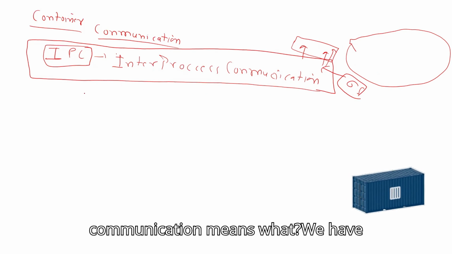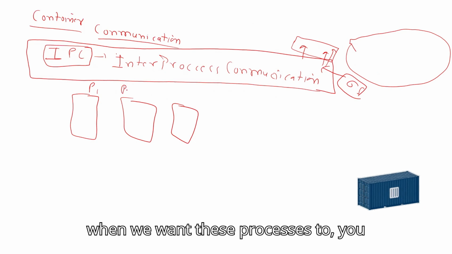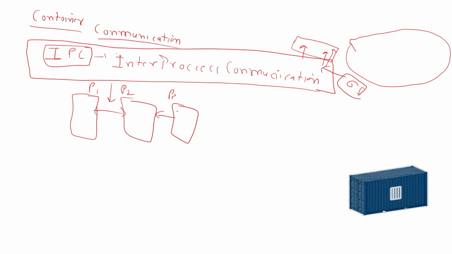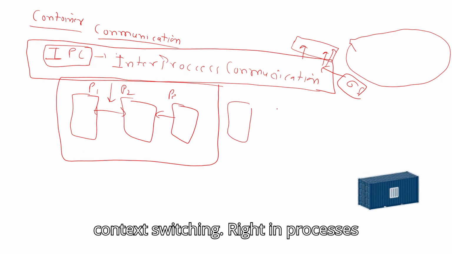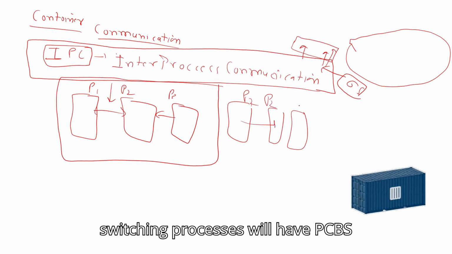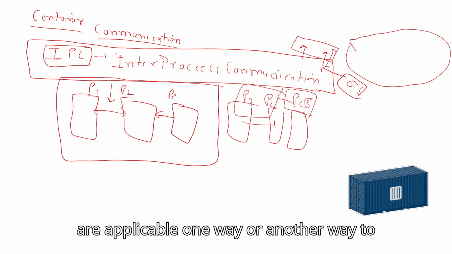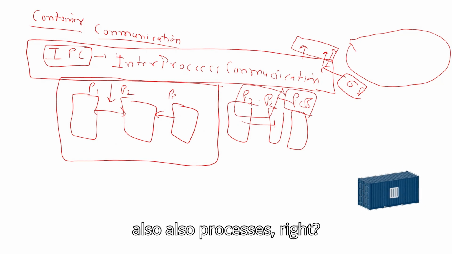What does inter-process communication mean? We have multiple processes, right? When we want these processes to communicate with each other, that's where the inter-process communication concept kicks in. It's pretty much the same thing we are trying to understand in the context of Docker. We have context switching between processes, and processes have PCBs, process control blocks. All those things are applicable one way or another to Docker containers also, because at the end of the day, these are also processes, right?